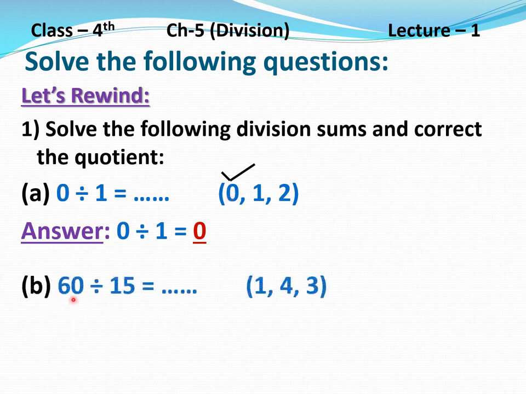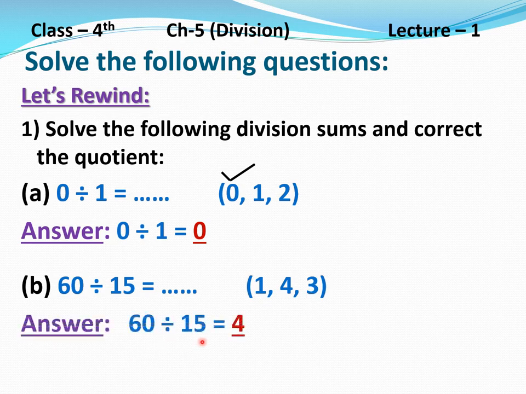Now B part: 60 divide 15 equal to dash. Options are given: 1, 4, 3. You have to take the correct quotient. See, the answer: 60 divide 15 equal to 4. So 4 is the correct quotient. So take the correct quotient, that is 4. Okay.